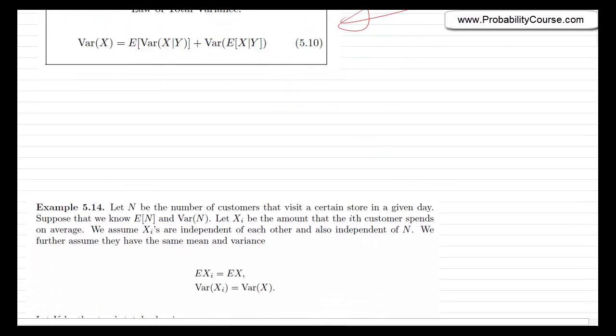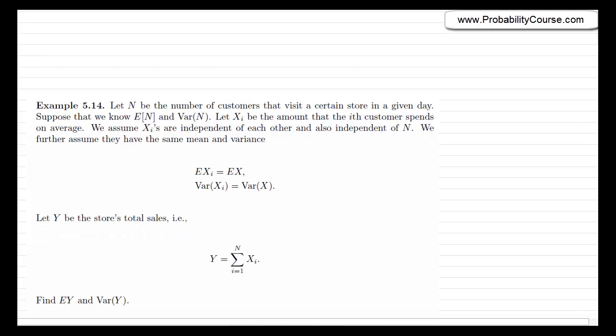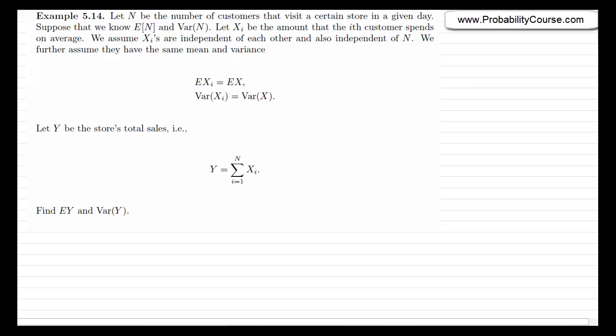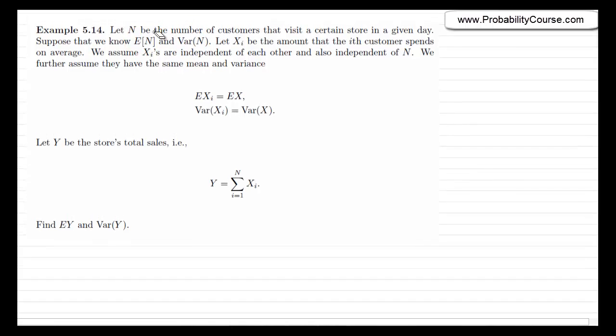So the example is very similar to the example that I just discussed, but this time I want to find both the expected value and the variance. n is the number of customers that visit a certain store in a given day, and suppose that we know the expected value of n and the variance of n. In the previous example, we assumed n was a Poisson random variable. Now we say we don't know the distribution of n, but we know its mean and its variance.